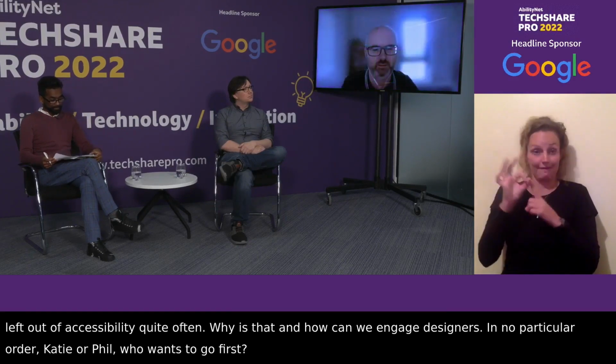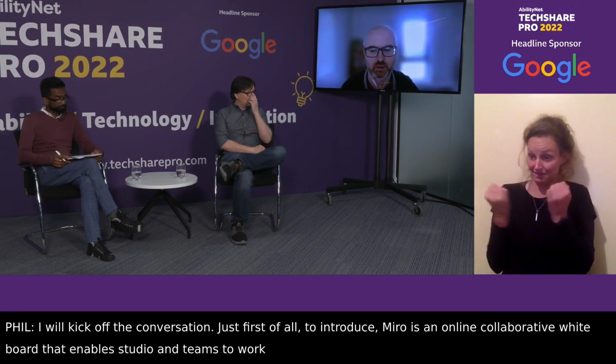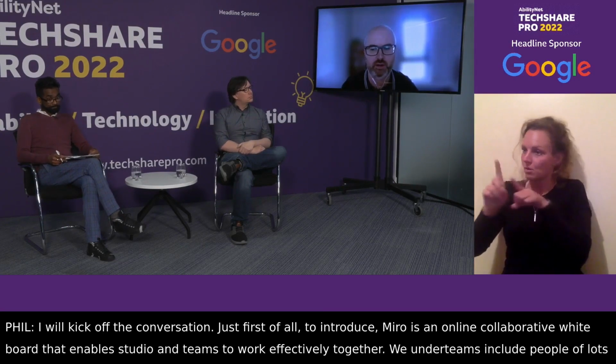So in no particular order, Katie or Phil, who wants to go first? Kicking off the conversation. So just first of all, to introduce, Miro is an online collaborative whiteboard that enables distributed teams to work effectively together. And so we understand that teams include people of lots of different backgrounds, experiences, and access needs. And so we want to give everybody an opportunity to collaborate.